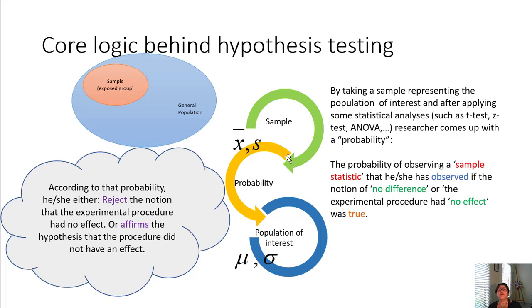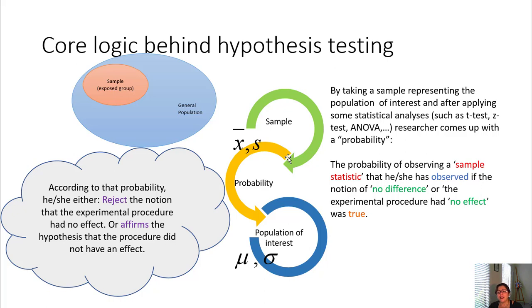Then we use different statistical analysis depending on whether we are testing for averages or for proportions, whether the population variance is known or not, and whether we are comparing two samples or doing one sample and we want to hypothesize about its mean. We use different tests, and then from that test procedure we come up with a probability.